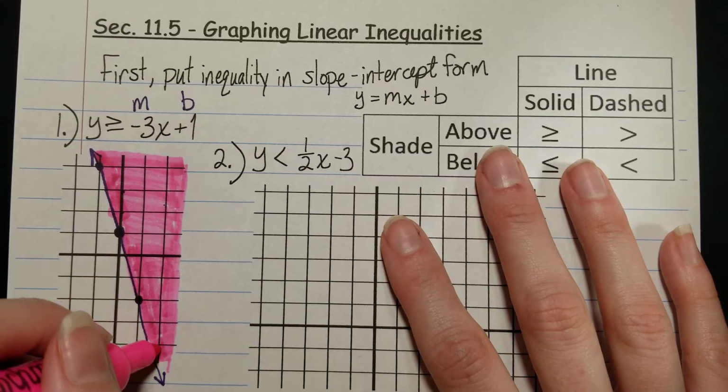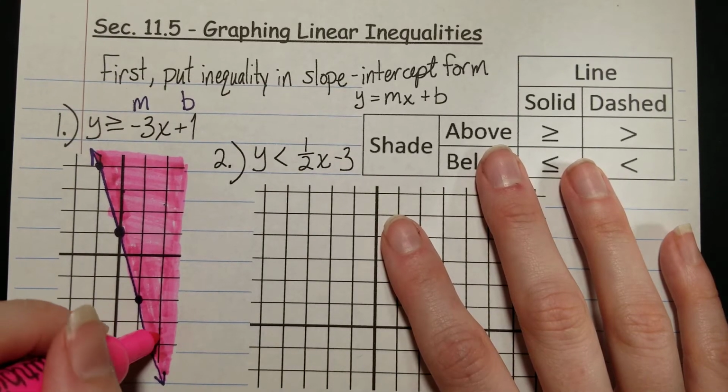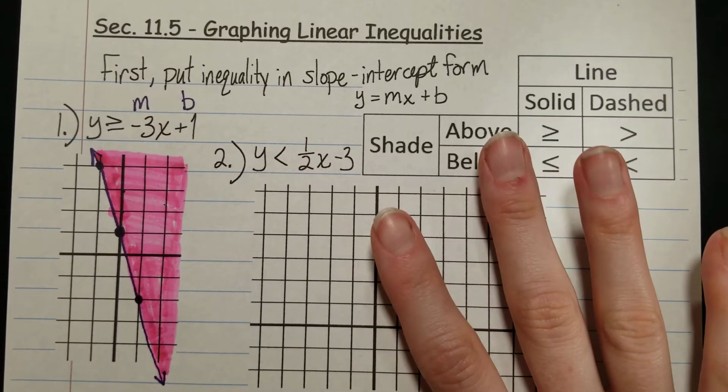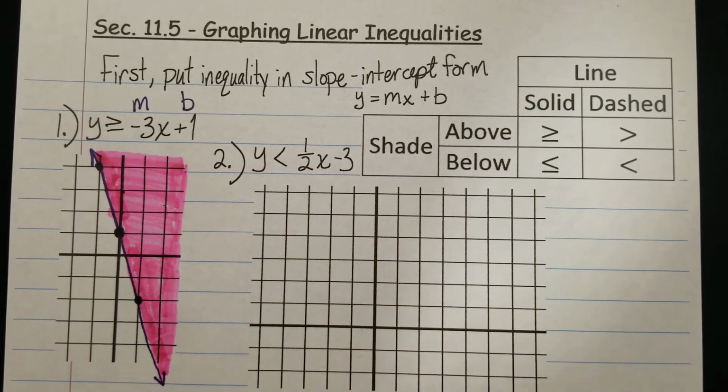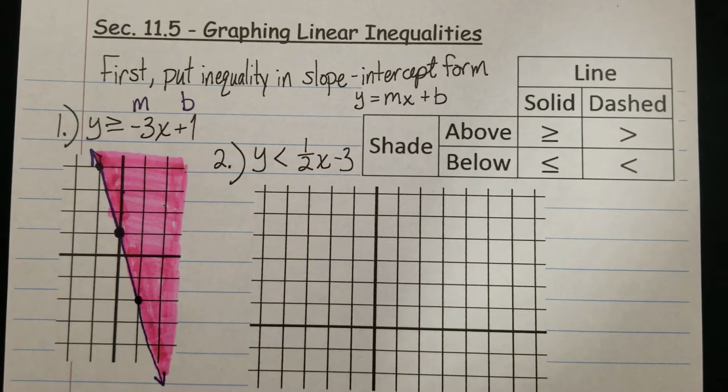Now, another way to figure out which side you're going to shade is basically just by picking a point that is not on the line. And I always like to pick 0, 0 if I can. And then you plug that into the inequality and see if it's true or false. All right, if it's true, you shade the side that has that point on it. Otherwise, you shade the opposite side.